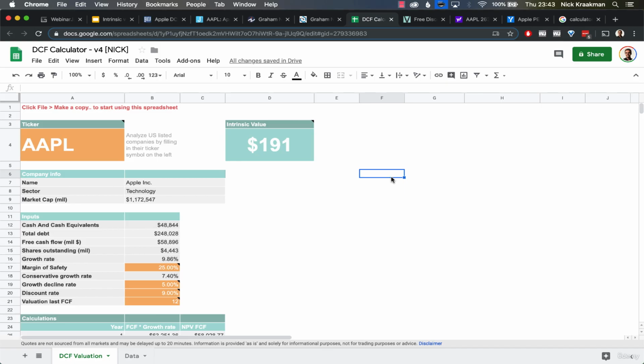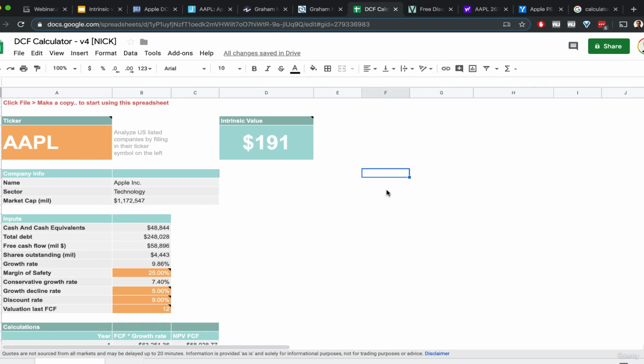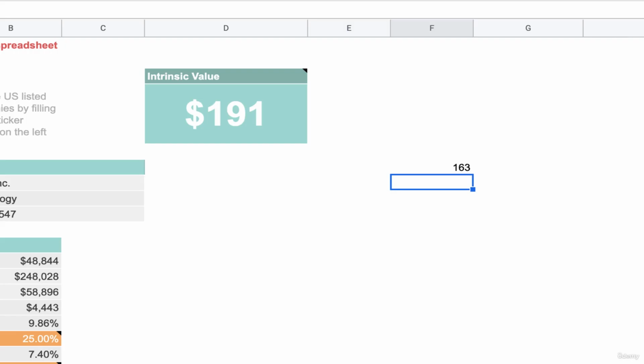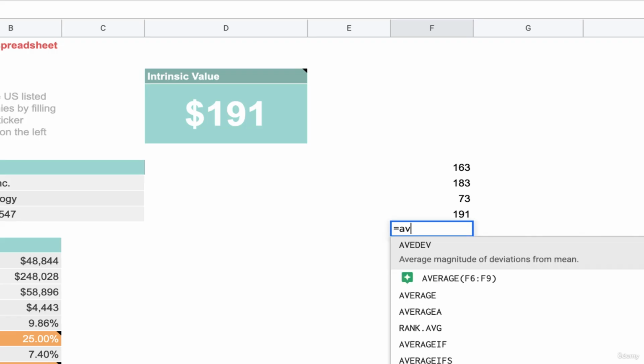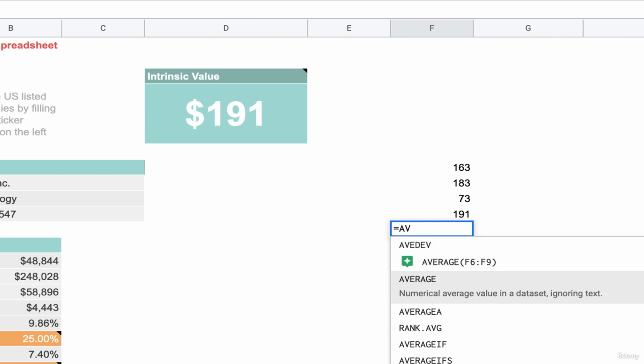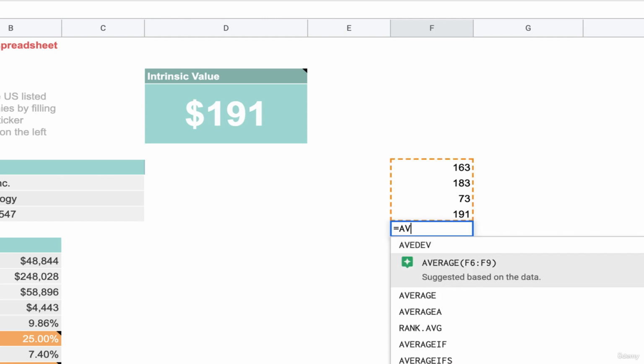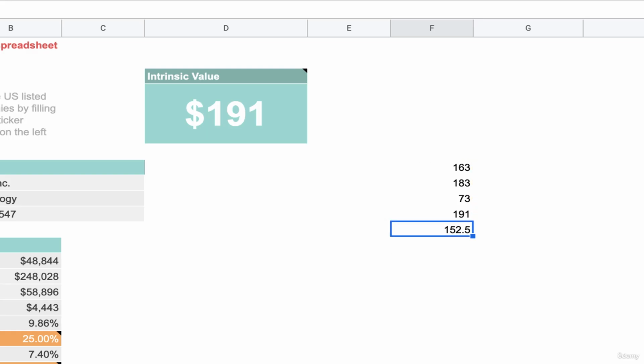So we have a wide range of values. We have 163 from gurufocus.com. What did we have? 183 on Jitta. We had 73 something on the Graham value, and we have 191 in the spreadsheet. So if we take the average, we get an average value of $152.